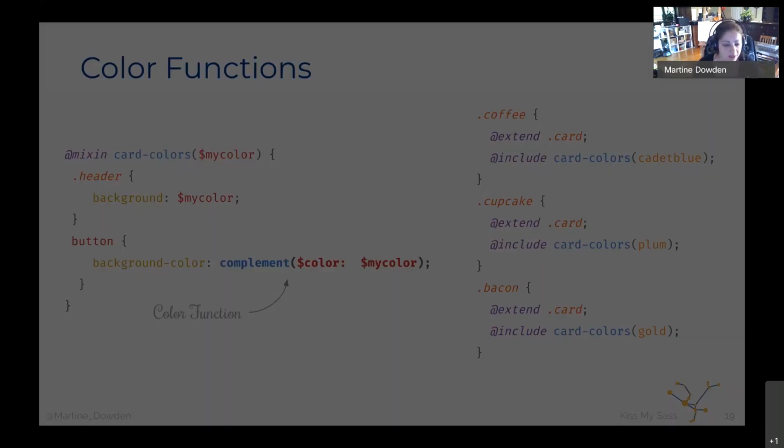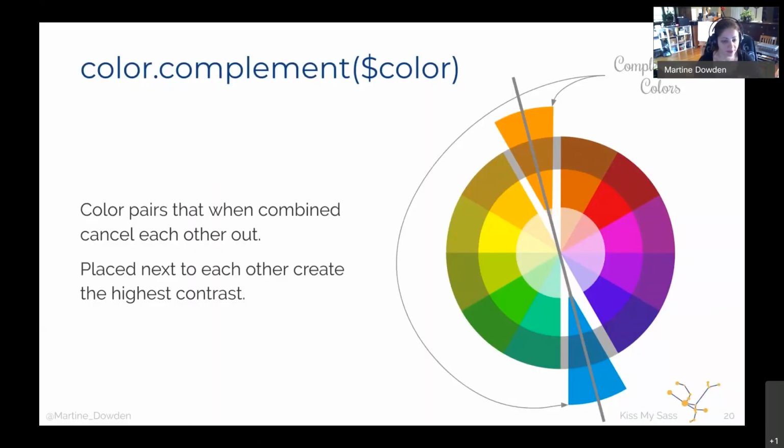What happens with the complement one is it looks at the color wheel and it takes the color that is straight across it in the color wheel. So it's going to look at a color pair and go straight across the wheel. So say if we start with orange, if we pass in orange, it's going to return blue because it's straight across. If I pass in red, it's going to return green. Again, straight across the color wheel.